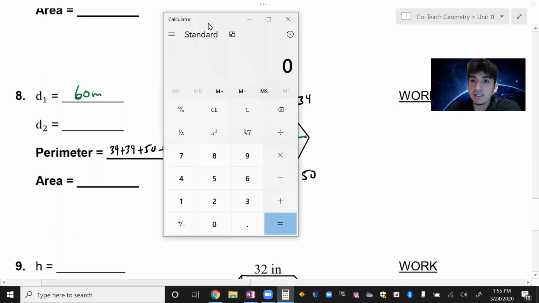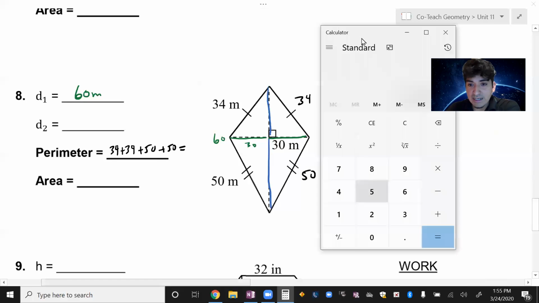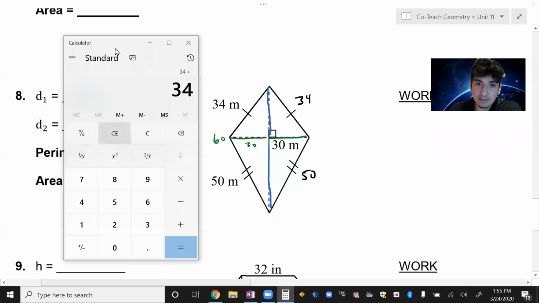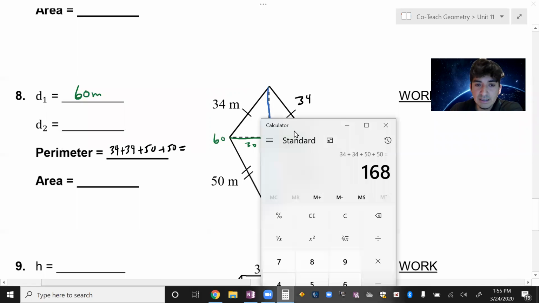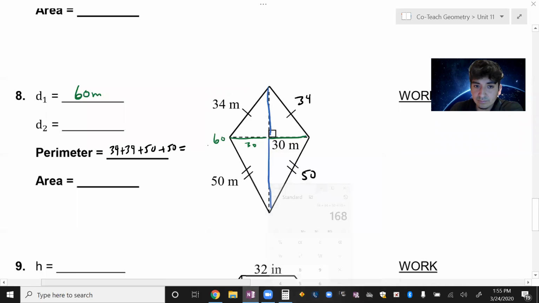So we're going to look for my calculator. So we're going to have 34 plus 34 plus 50 plus 50. And that's going to be equal to 168. So this will be 168 meters. Okay, so that's what I have right there. Okay, 168 meters.